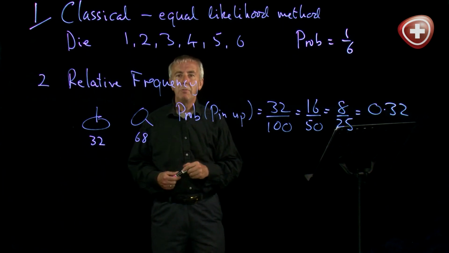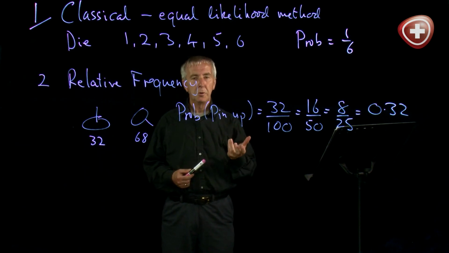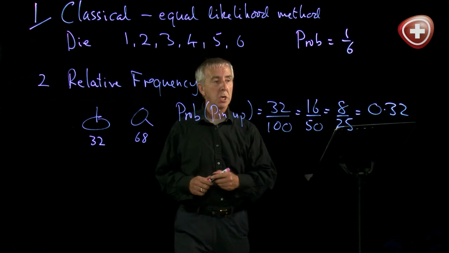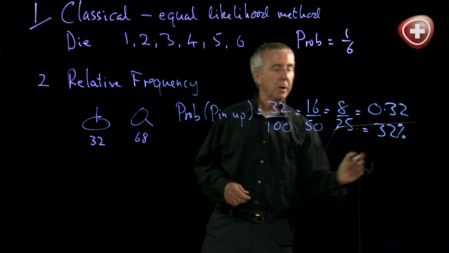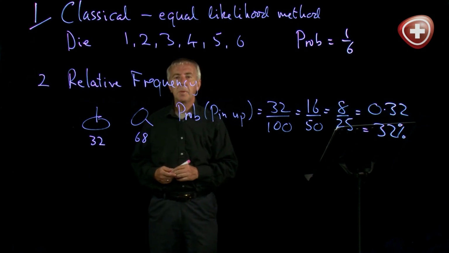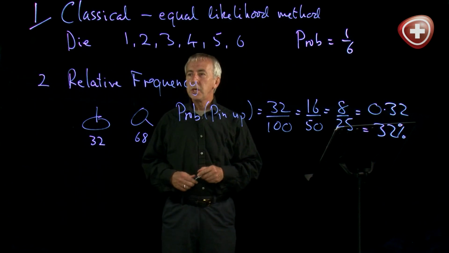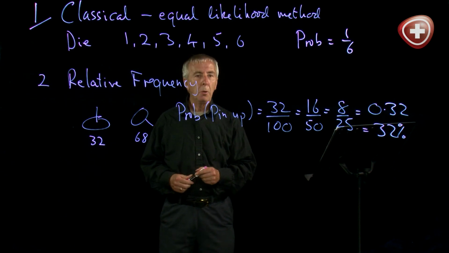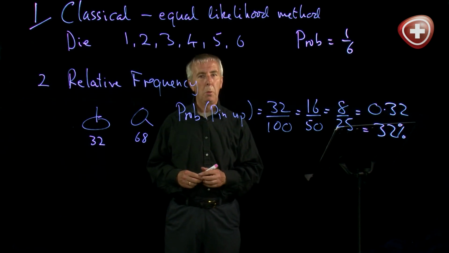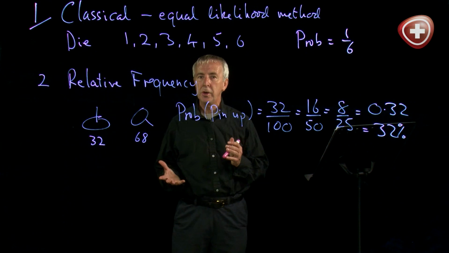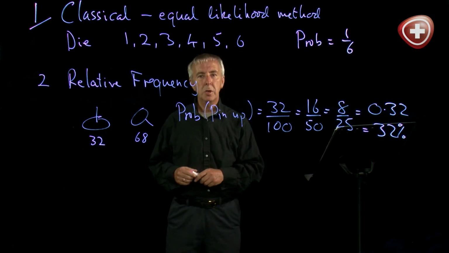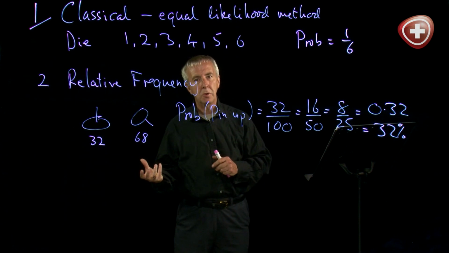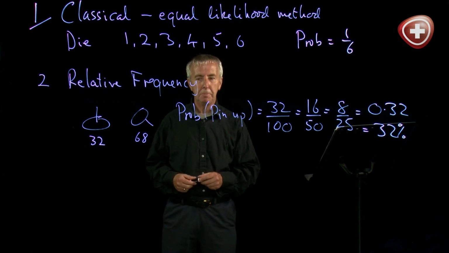Probabilities can be represented as fractions or decimals or even percentages. We could call this 32% as well. They're all equally valid. This is often used where there's long historical records. For example, weather. What's the chance that it's rain or sun each day? Well, we can look back over many years and we can count all the days and see how many of those days were rain, how many were sun.